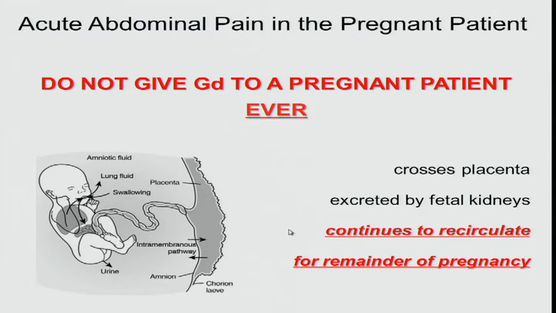You guys probably remember this from fetal embryology. It crosses across the placenta. It goes into the fetus. The fetus metabolizes it and excretes it. But it doesn't excrete it into a toilet. It excretes it into the amniotic fluid. And you remember that's how the lungs develop. They breathe in the fluid and they re-excrete it back. So if you give gadolinium to a fetus, that fetus is going to have gadolinium exposure for the remainder of the pregnancy.